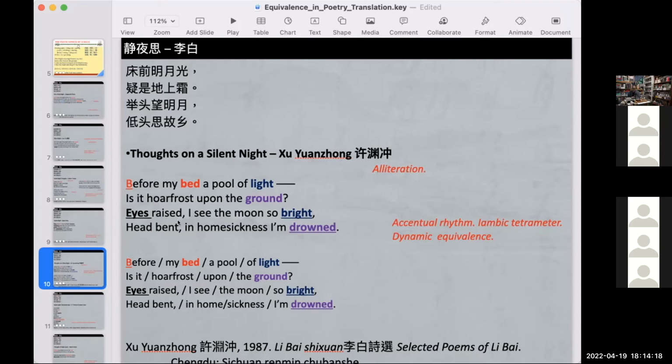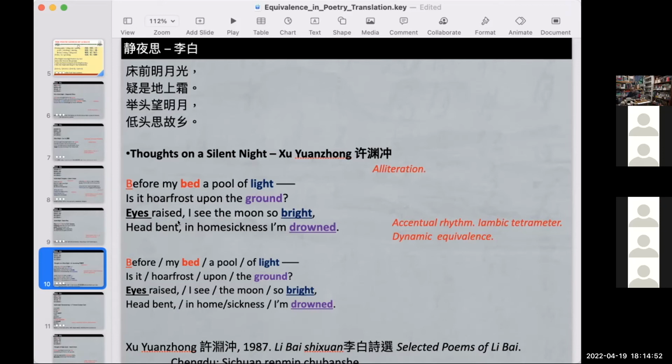Okay, so here he says "before." When you read "before," do you put stress on the B or the four? Of course, you put stress on the four, right? You say before, not before. If you put stress on the first syllable, you will pronounce it wrongly, not English. So you have to pronounce it as before, then it's iambic. Ta-tam. So you would read it in English rhythm as: before my bed, a pool of light, ta-tam, ta-tam, ta-tam, ta-tam, four feet.